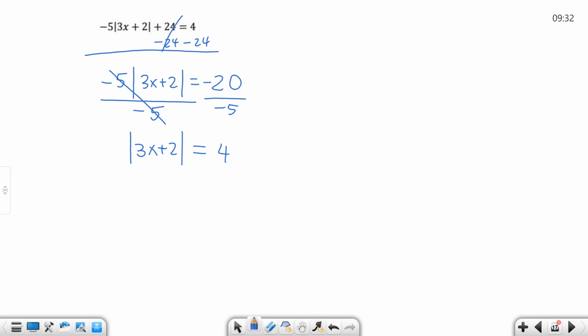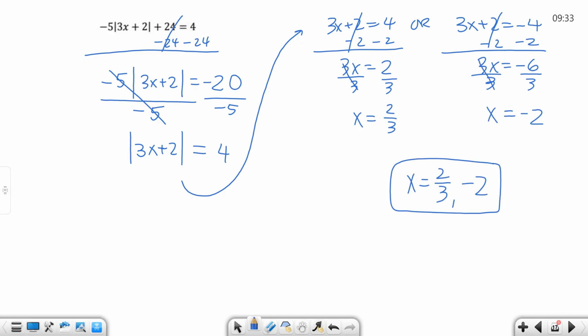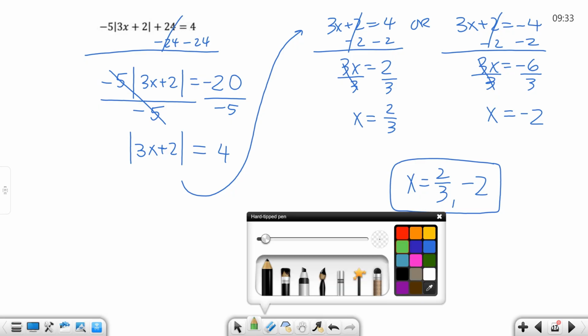Well, I'm going to come over here where I have a little more space and start up here. 3x plus 2 equals 4, or what? 3x plus 2 equals negative 4. Right? Never change the 3x plus 2. And then I'm going to subtract 2. 3x equals 2, divided by 3, x equals what? 2/3. And over here, minus 2 on both sides, so 3x equals negative 6. Divide both sides by 3, so x equals negative 2. So we have x equals 2/3 comma negative 2.